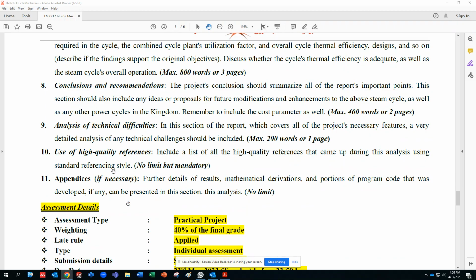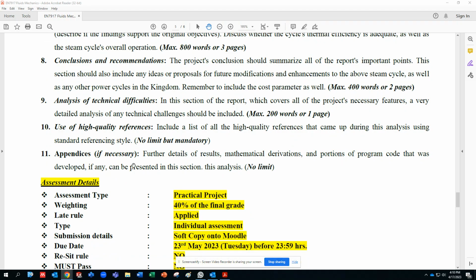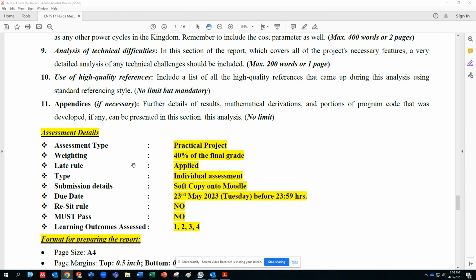And you must include high quality references, but there is no limit for that, but it is mandatory. Even appendices also, if you feel that it is required, you can submit. Otherwise, there is no restriction for appendices also.